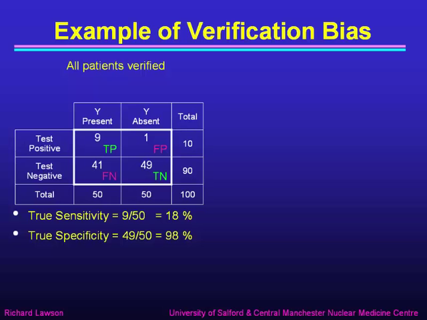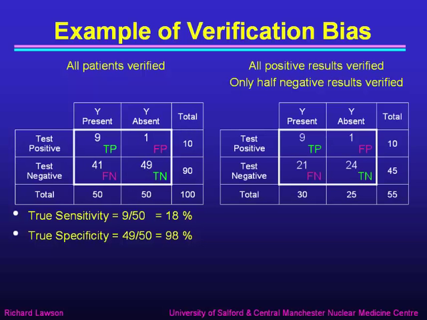So here's an example of what can go wrong. Here is the data for our beard test, which we've looked at before, and previously we assumed that all patients went on to have the verification by the gold standard test. So out of our 100 patients, we know exactly how many have the disease, how many are men, and how many don't have the disease, how many are women. And we've already seen that we calculated the sensitivity to be 9 out of 50, which is 18%, and the specificity to be 49 out of 50, which is 98%. Those are the true answers.